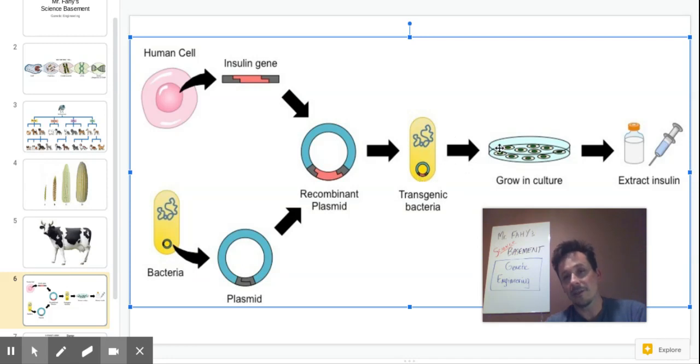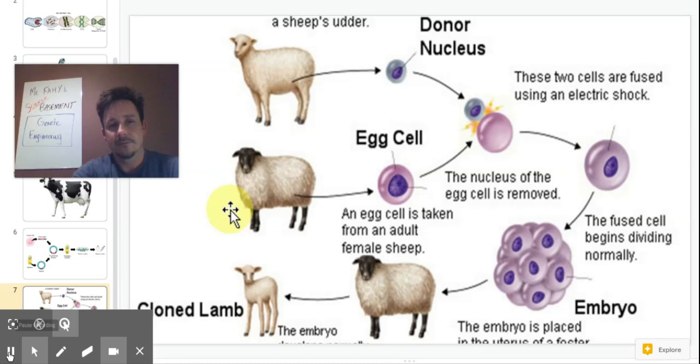If you take that bacteria, let it grow, and clone it in culture until you have hundreds of thousands of them, these bacteria will actually produce human insulin for you. And that's how insulin is harvested and given to patients who need insulin. In fact, a huge amount of the drugs that you take for various illnesses are manufactured in this way through genetic engineering.